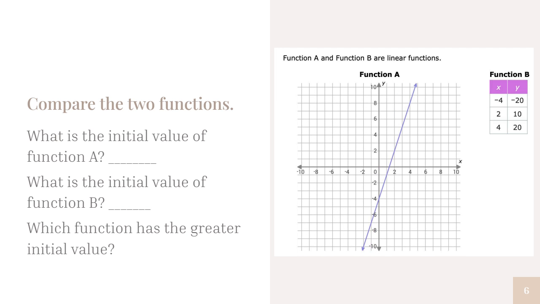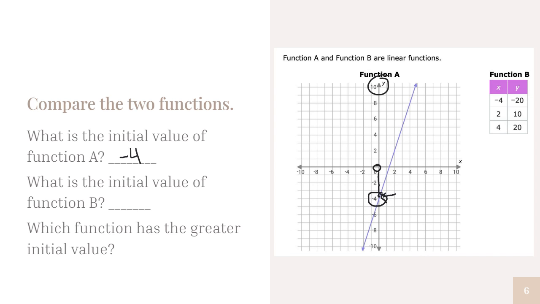In our last example, I'm again asked about the initial value. So looking at function A, again, I find where x equals 0, and I find where it touches the line. It touches right there. What number is that? That is -4. So it crosses my y-axis, remember, that's my vertical axis, at -4.